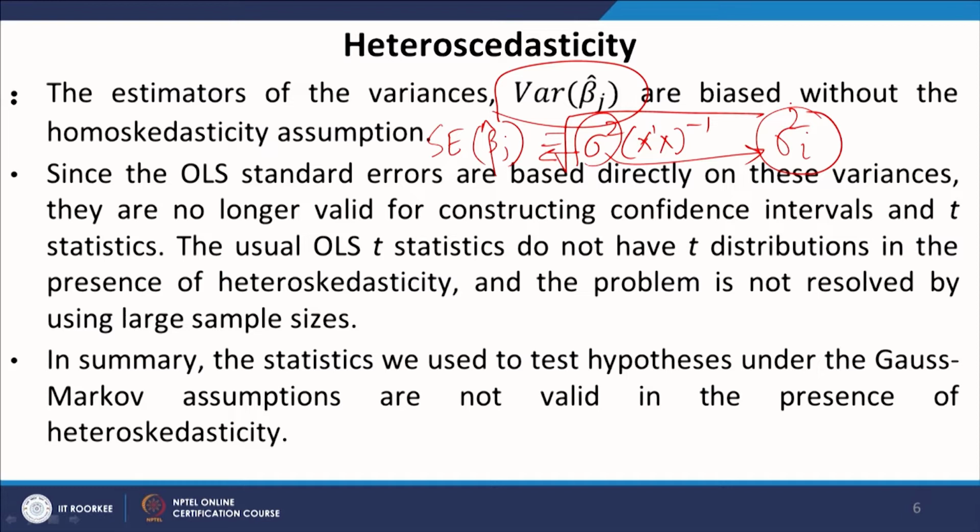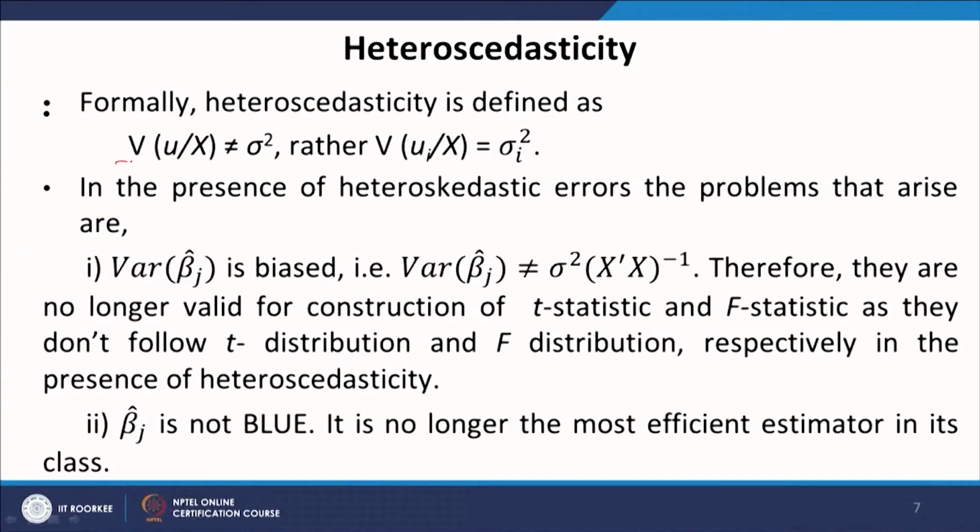In summary, the statistics we use to test hypotheses under the Gauss-Markov assumptions are not valid in the presence of heteroscedasticity. The Gauss-Markov assumptions that we considered were 5 assumptions, one of them being homoscedasticity. So, in the presence of heteroscedasticity, that assumption is not fulfilled. Formally, heteroscedasticity is defined as variance of u given x not equal to sigma square; rather, it is defined as sigma i square, the variance of u i conditional upon the values of x.